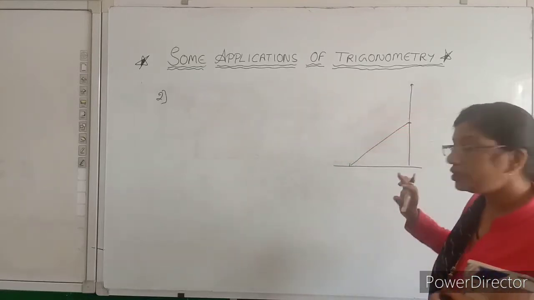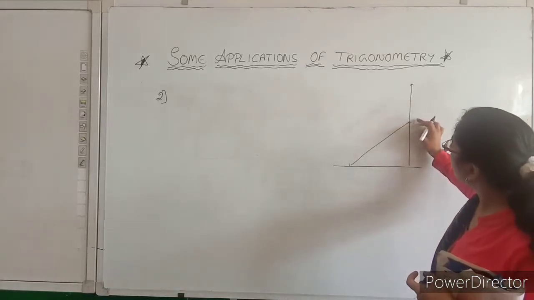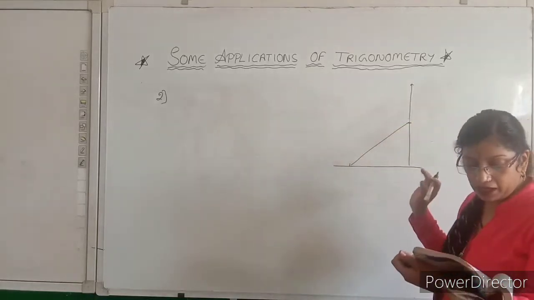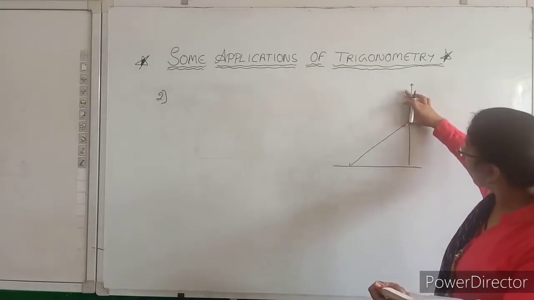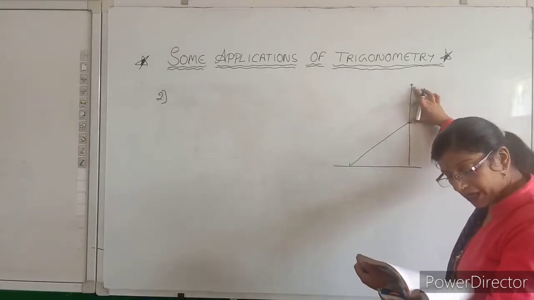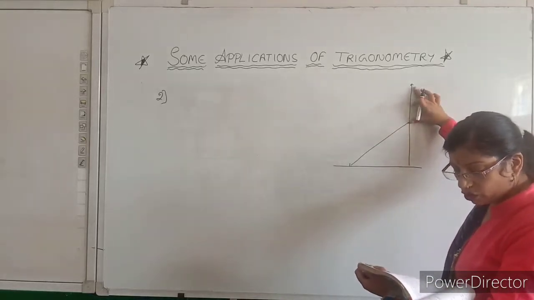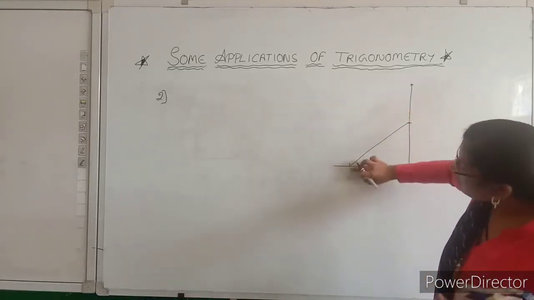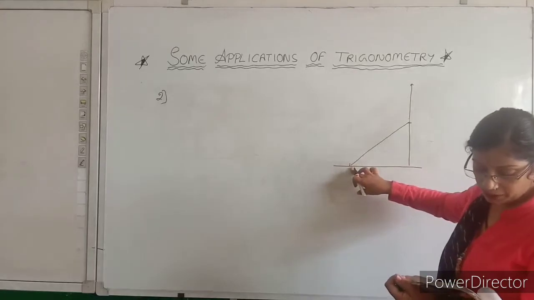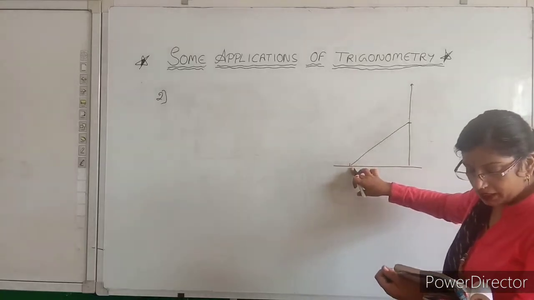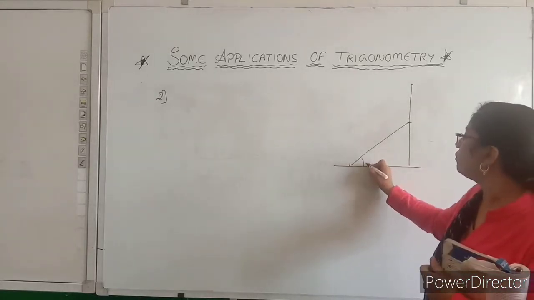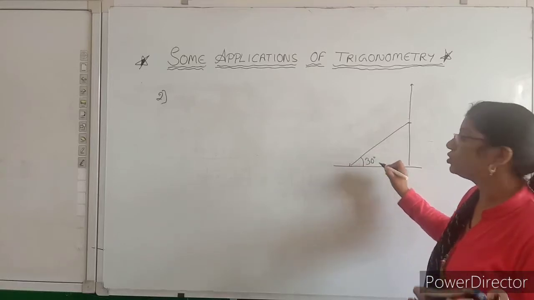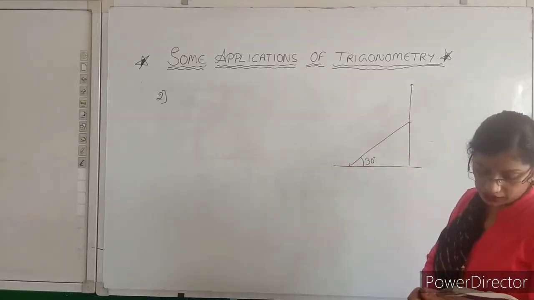Okay, so the tree is broken due to storm. And the broken part bends so that the top of the tree touches the ground, making an angle of 30 degree with it.